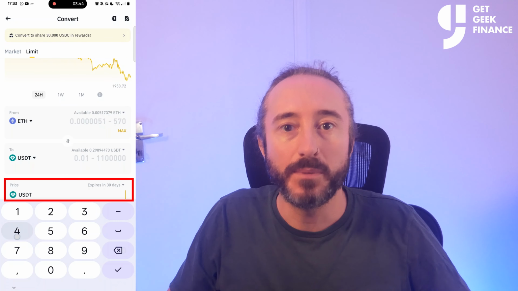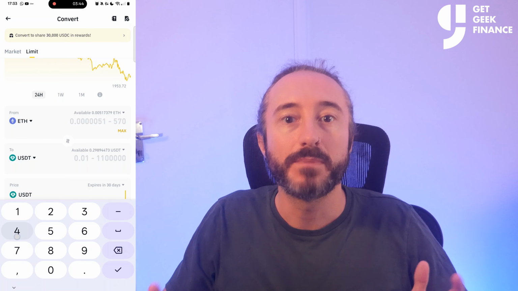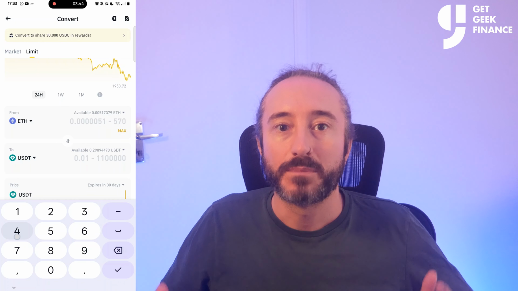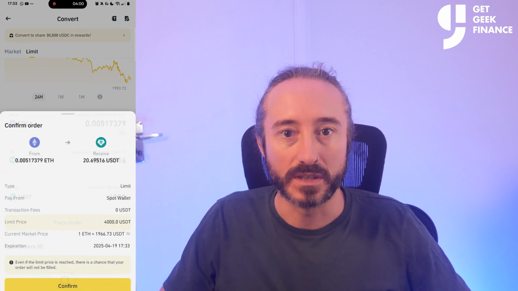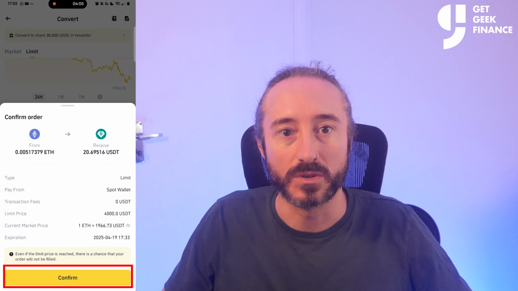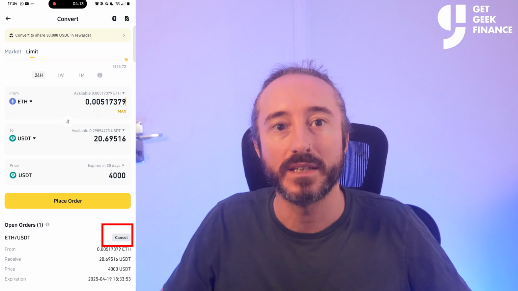For example, you may have seen that Ethereum was recently selling at $4,000, and you know you will get more money back in USDT if it goes back to this price. But by choosing this option, there is no guarantee that the price will go back to this, and prices could keep going down, so it's worth bearing this in mind. Anyway, I'm going to key in 4,000 and then press place order. And you can review this, and if you're happy with this, you can press confirm to place the order. It will now appear in your open orders where you can cancel this at any point, which I'm going to do so I can show you the cheaper way to sell your crypto.